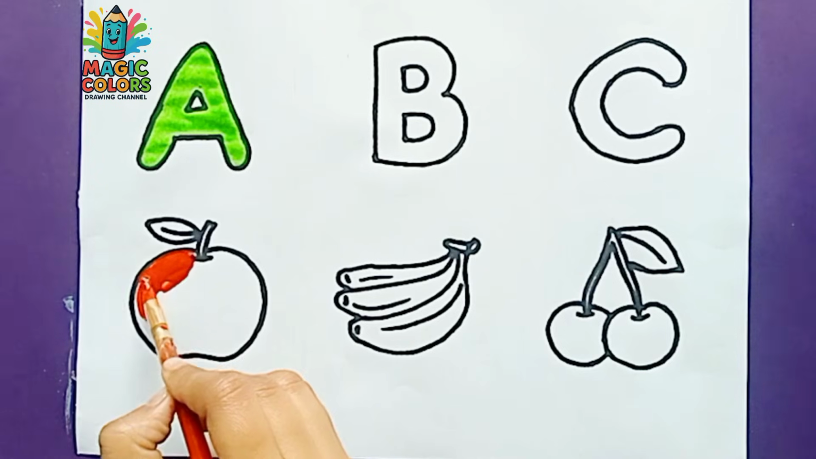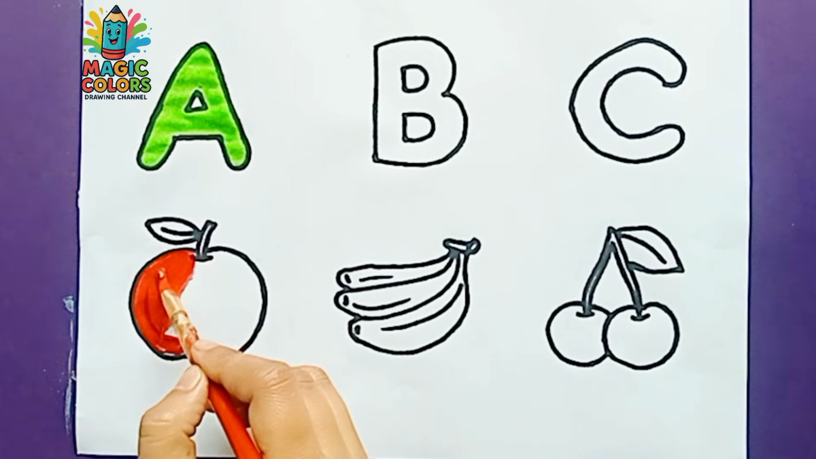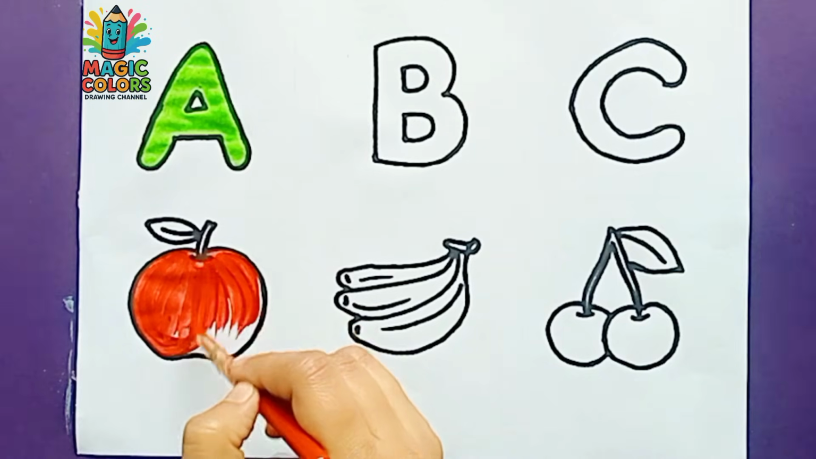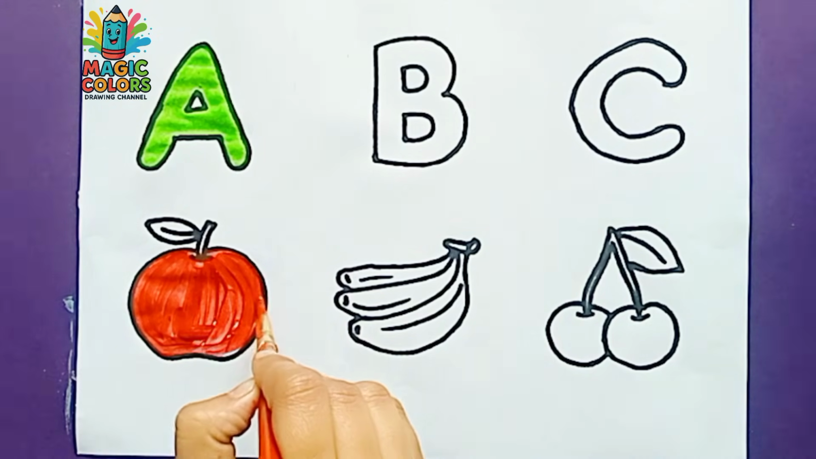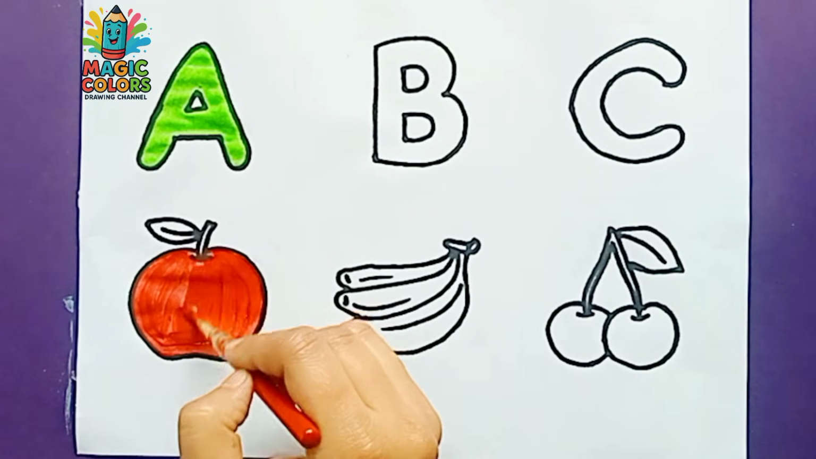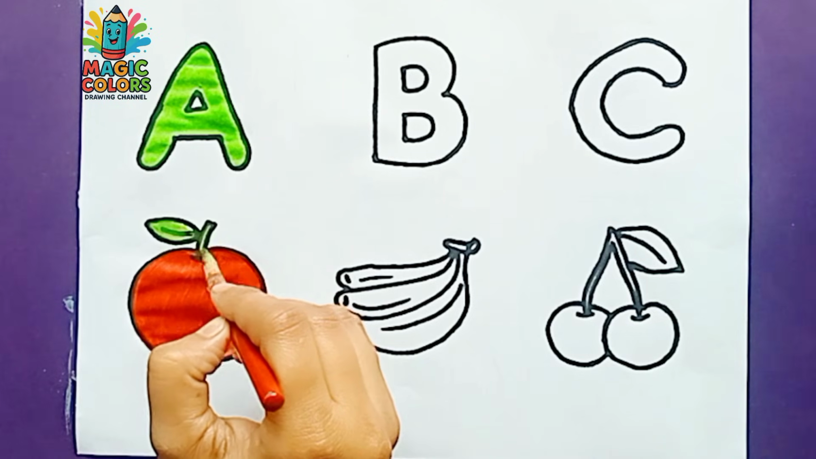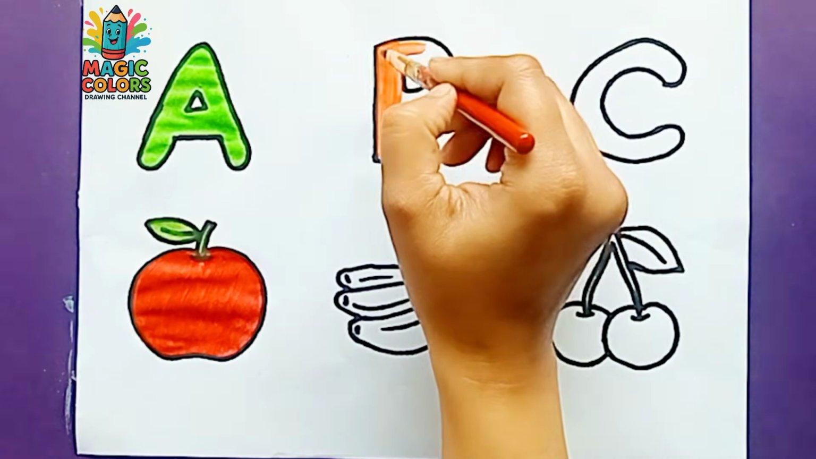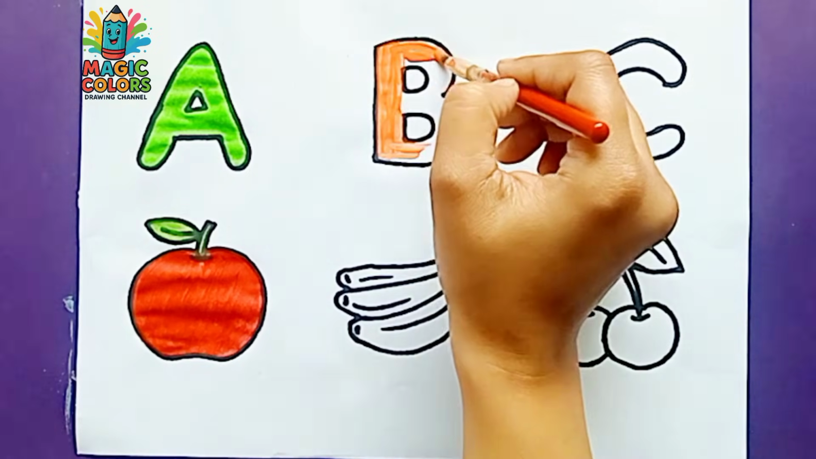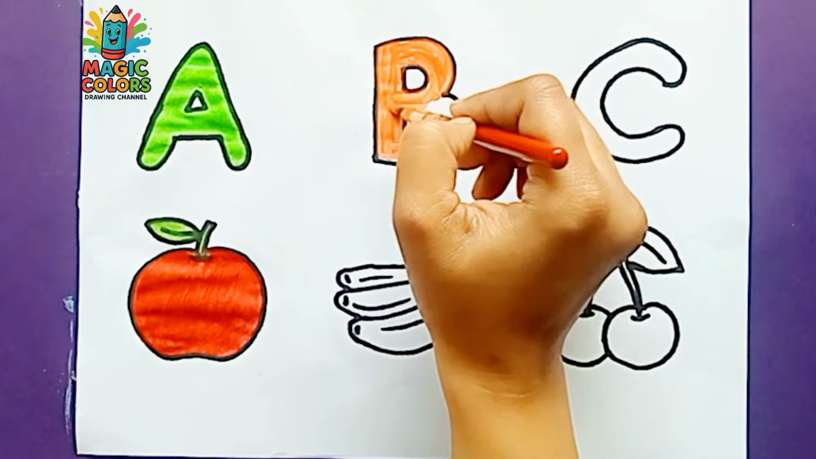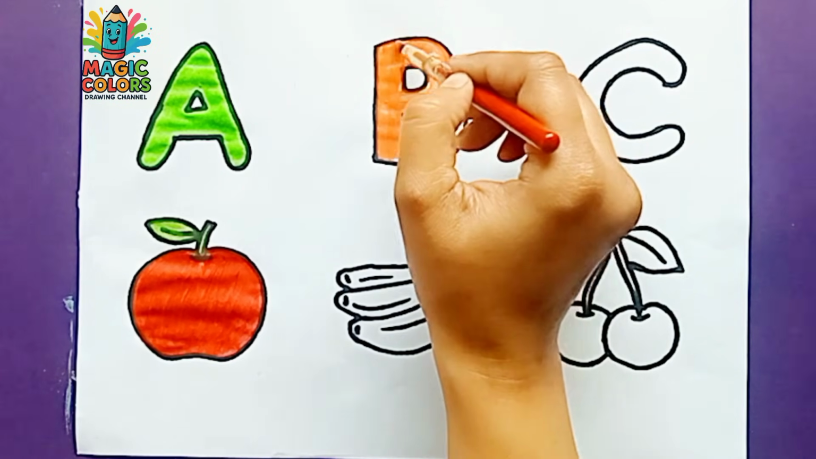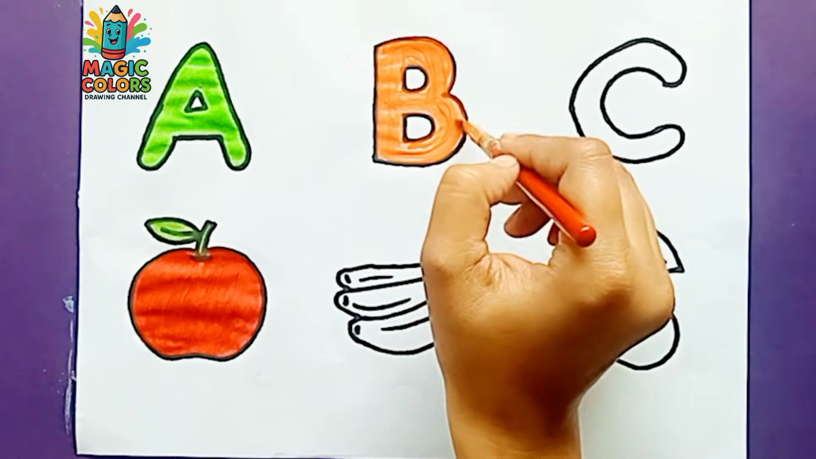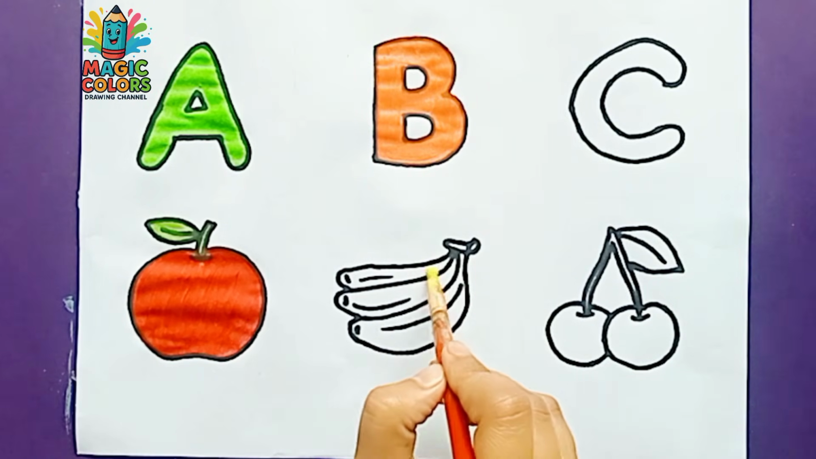Red color. Green color. Orange color. B for banana. Yellow color.